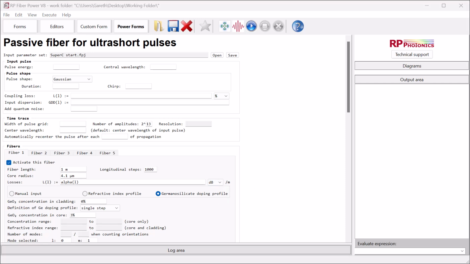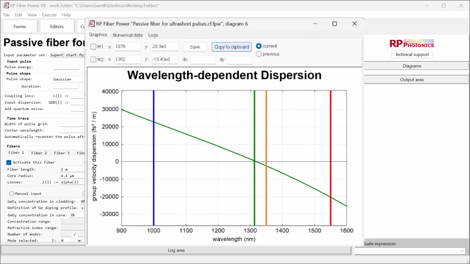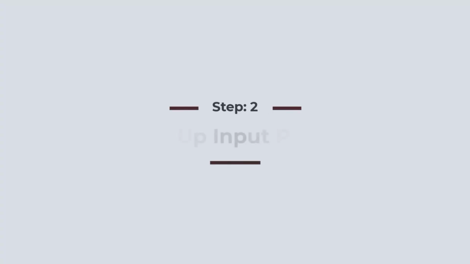We now need to find an interesting wavelength for our input pulse. Looking at the dispersion profile, our plan is to try the region with strong anomalous dispersion, 1550 and 1350 nanometers, zero dispersion at 1313 nanometers, and strong normal dispersion at 1000 nanometers.